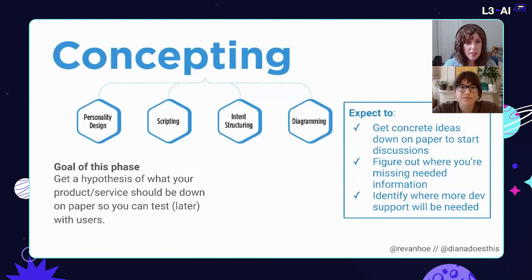So in this phase, this is really where the conversation designer needs to take the lead. You might have taken a back seat in those previous phases to research or product, who are maybe leading those pieces. This is where the conversation designer needs to step up and lead the team to do things like personality design, scripting, intent structuring, and then of course diagramming. This phase is all about getting ideas down on paper so you can start those conversations, figure out what you're missing, and identify where more dev support is going to be needed.